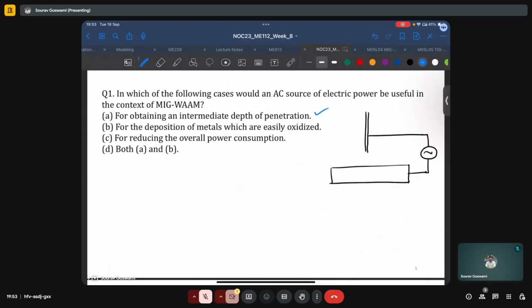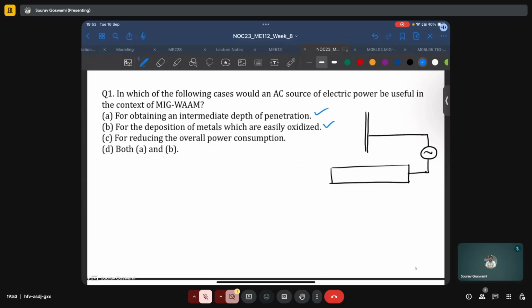Is it for the deposition of metals which are easily oxidized? This is also true because, as we saw, because of the reversal of polarity in an AC power source based MIG welding process, the oxide layer on the surface of the pre-deposited layer or the substrate can be broken up, which will allow for easier deposition of the wire material.